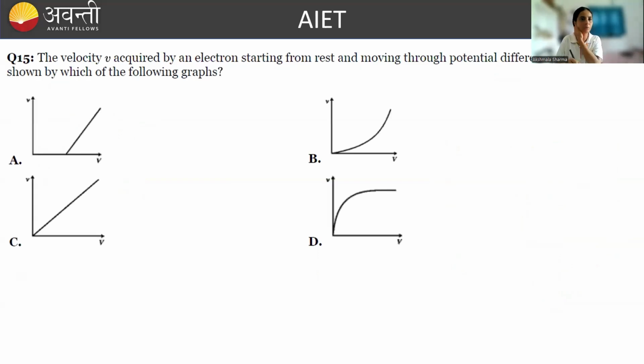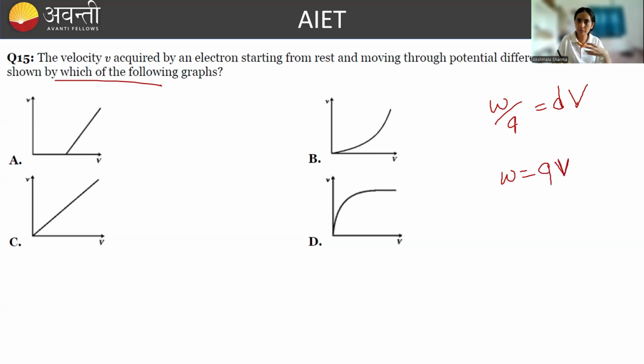Now let's do this question. The velocity V acquired by an electron starting from rest and moving through potential difference V. So you all must have studied in electrostatics, work done per unit charge is given as what? Potential difference. So if potential difference is V, that is if you're accelerating a charge through V, then work done on it is how much?